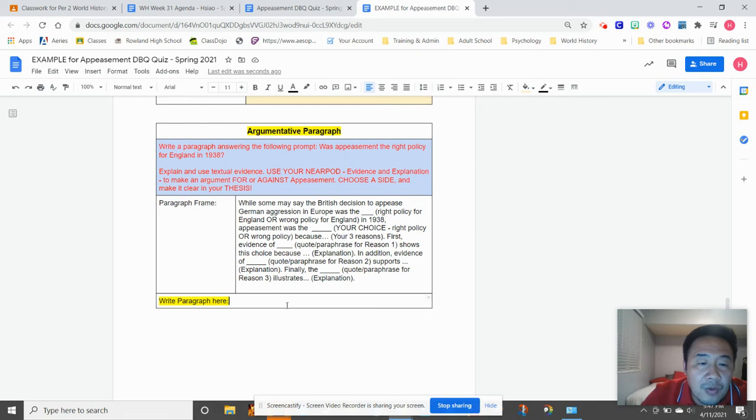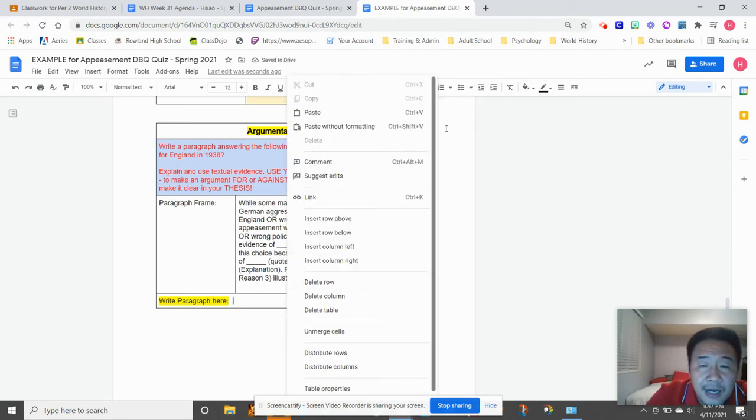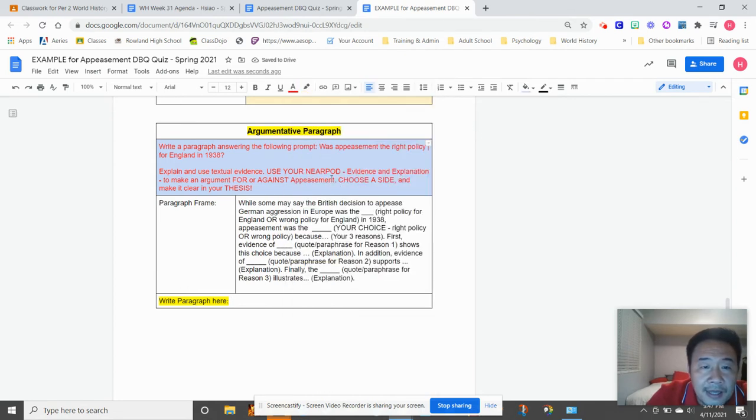Okay, and so we're finding out more about what this did. So what we're going to write here in the argument paragraph is probably towards the decision that appeasement was a great idea. So let's go ahead and use the paragraph frame, please. That will help you understand a little more of how to write this. So we're going to do the paragraph frame, starting with, well, let me take off the highlight.